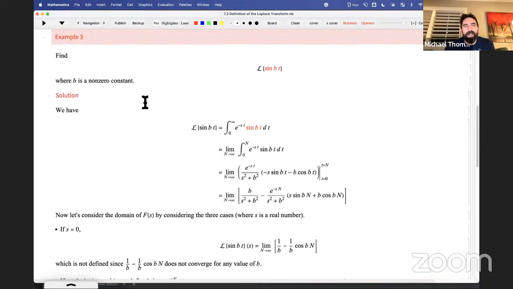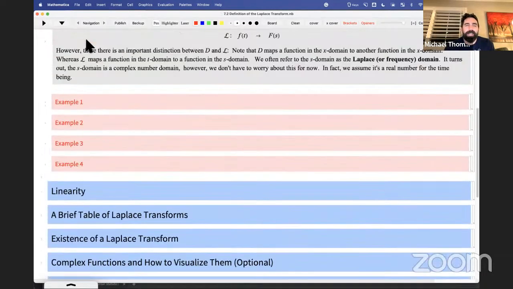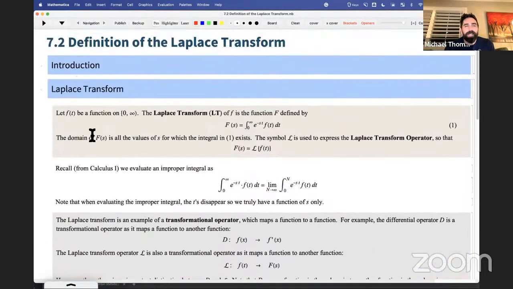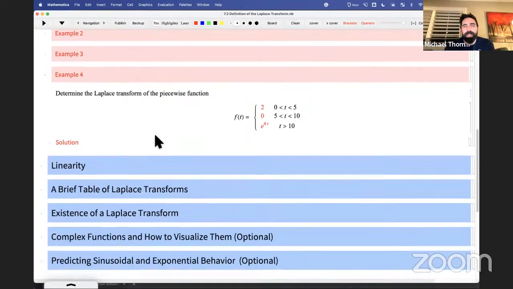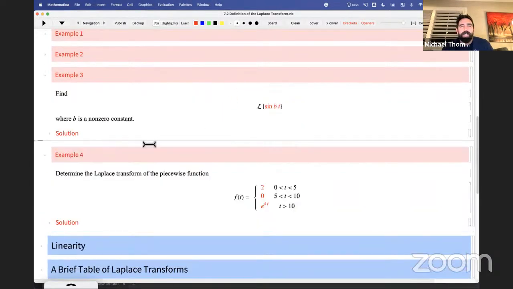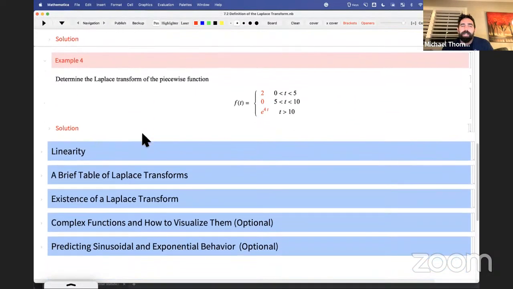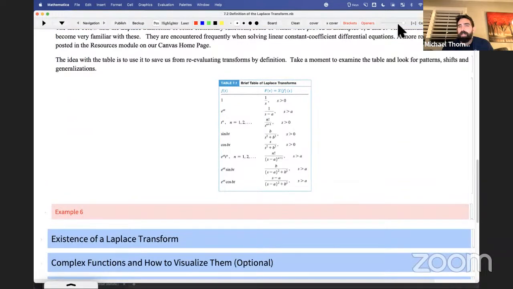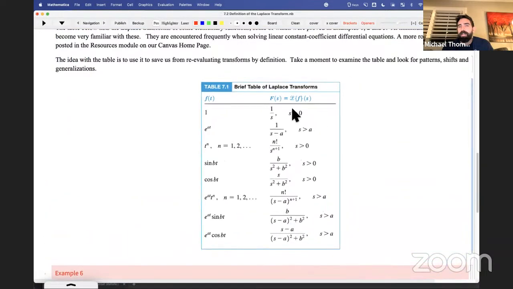I know this isn't very sexy. It's just using a definition, but you do have to know how to do it. And for our answers, we're always going to include that domain, like S is greater than 0 or less than 0. That's part of our solution. Yeah, they should. So you'll even see it on the transform tables. If you can see that there. Yeah, got it. Thank you. Yep.